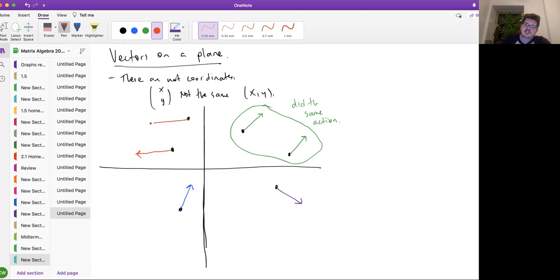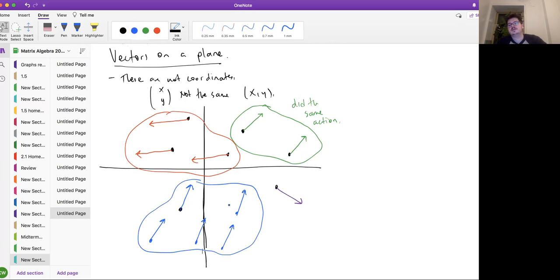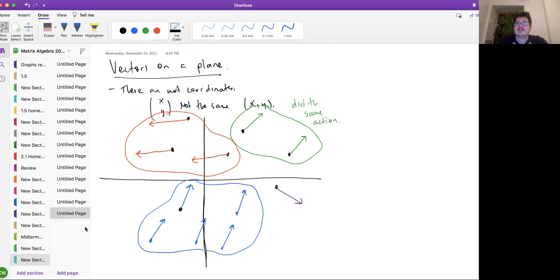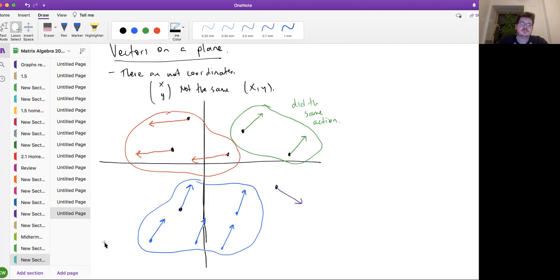And maybe this person jumps this way. This person jumps this way. And they all did the same. These people all did the same action, right? So all these people did the same thing. Their jumping power was the same and they jumped in the same direction. Great.